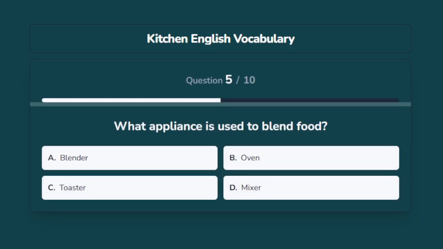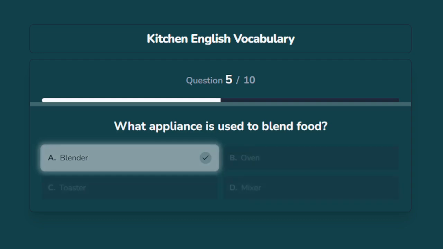What appliance is used to blend food? Options are A. Blender, B. Oven, C. Toaster, D. Mixer. The correct answer is blender.